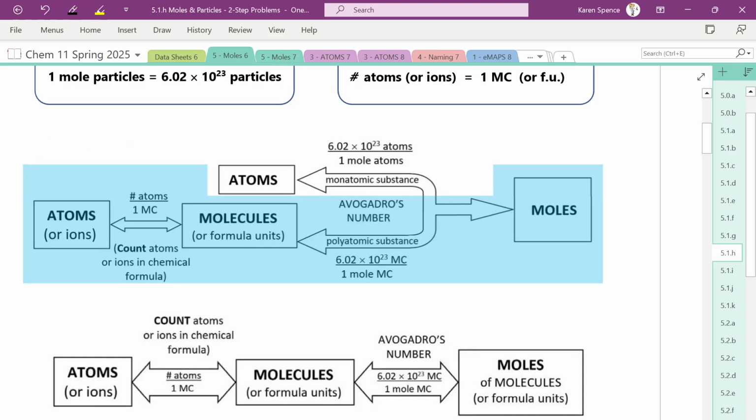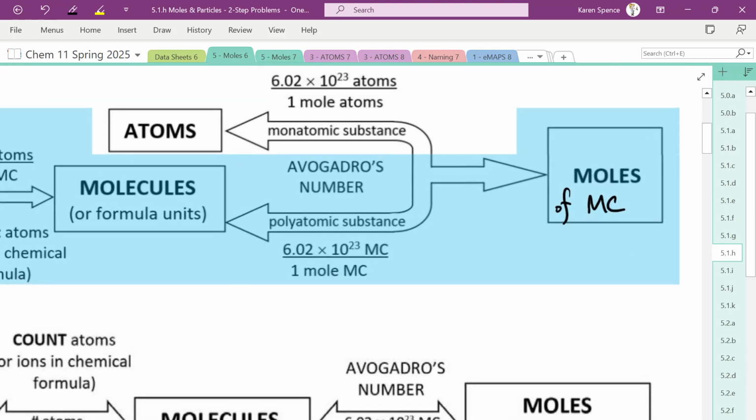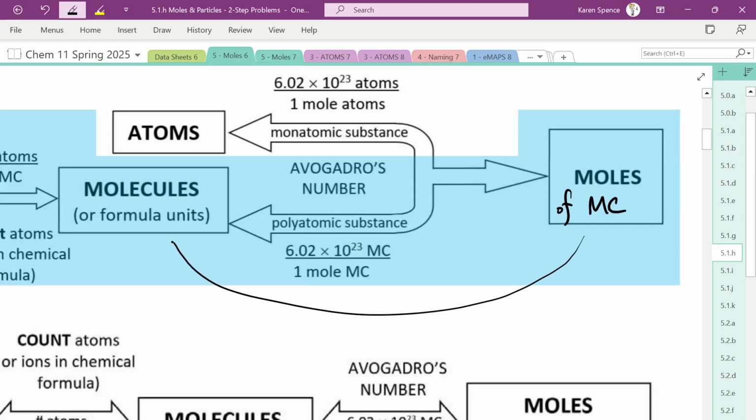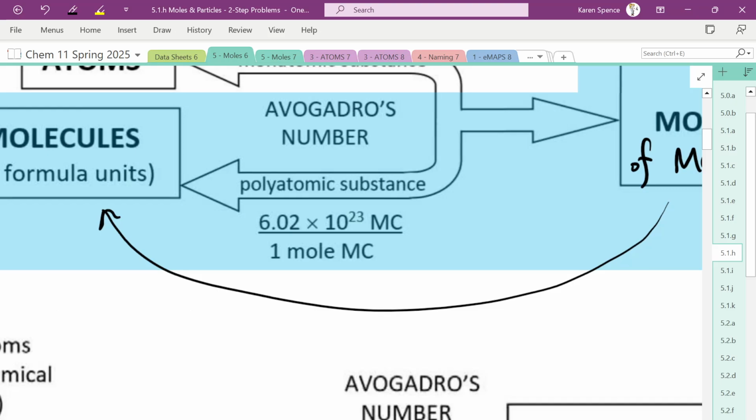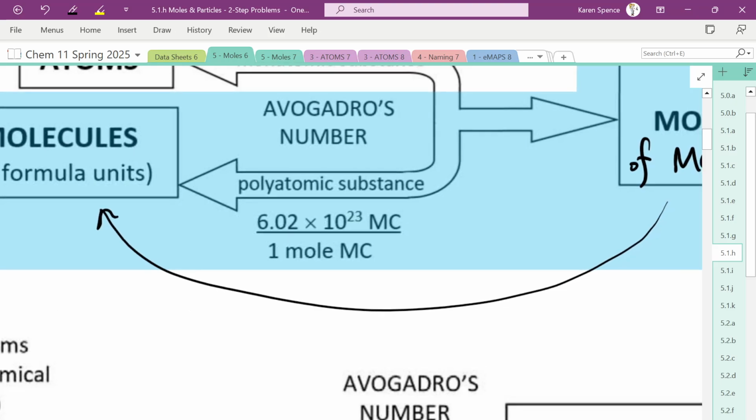And we are going to say, if we at this point have moles of molecules, we can convert from moles of molecules into the number of molecules. And in order to do that, we will use 6.02 times 10 to the 23 molecules equals 1 mole of molecules.